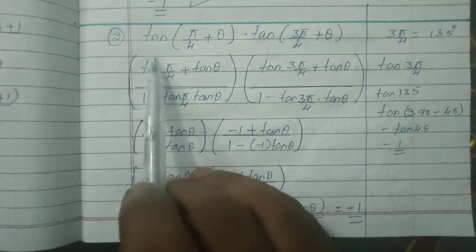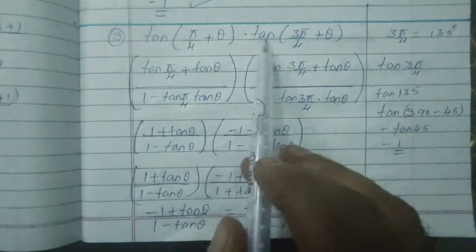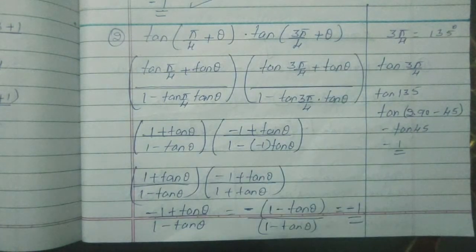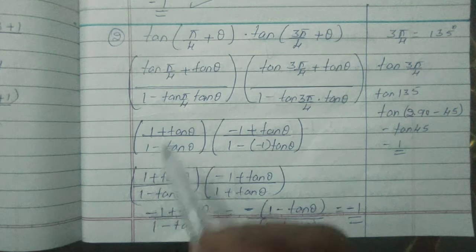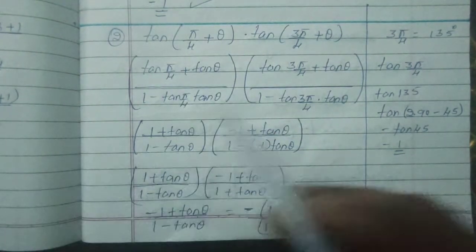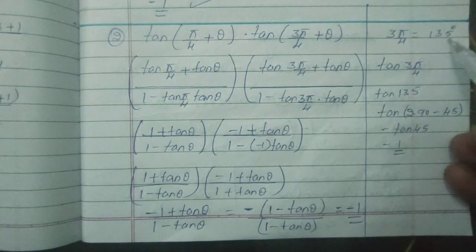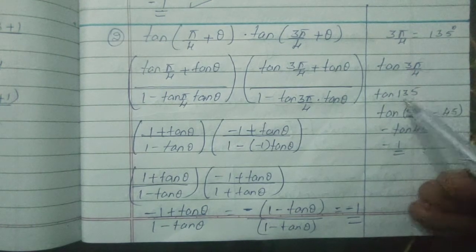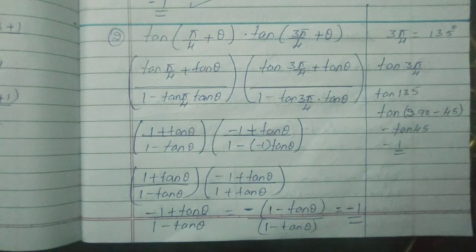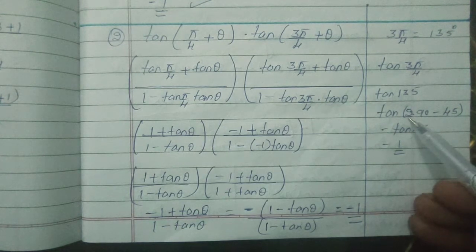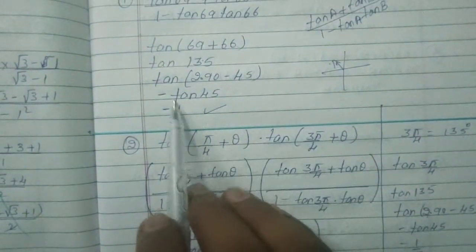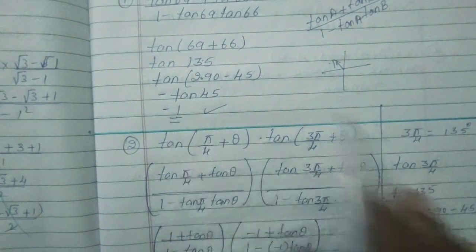Next, second question. Tan pi by 4 plus theta into tan 3 pi by 4 plus theta, we should find the value. Pi by 4 is nothing but 45 degree. 3 pi by 4 is nothing but 135 degree. This tan 135 degree, let us find the value. Just before I found that tan 135 is minus 1.